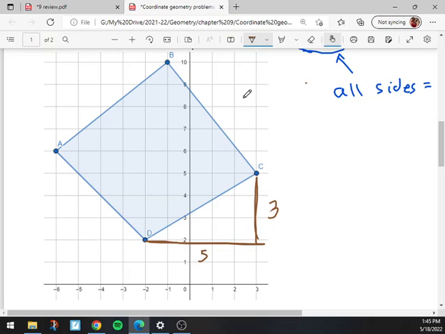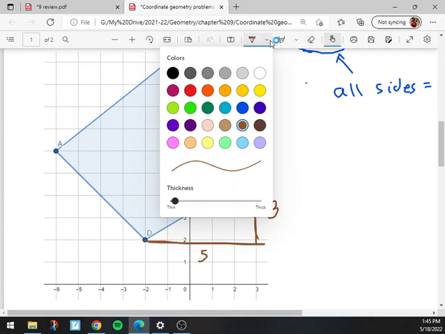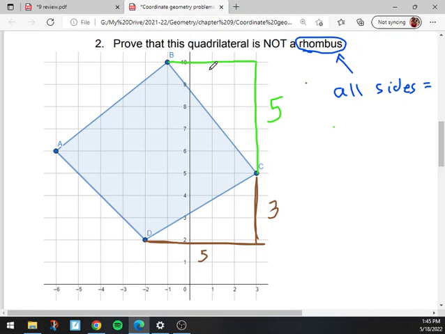So if I get 5 and 3 for all my other ones, that actually would be a rhombus. If it's 5, 3, 5, 3, 5, 3, that would mean all the sides are going to be equal. What color should we do? Green? All right. If we do green, if I check out this side, 1, 2, 3, 4, 5. Oh, it's 5 again. Is it 5 and 3, though? 1, 2, 3, 4. So that alone is all we need to say this is not a rhombus.